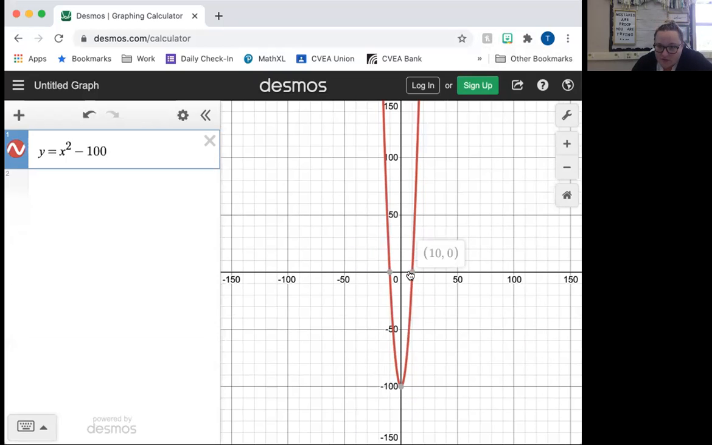If I zoom out, you can see that my y-intercept is here, or my vertex, and then I have these 2 points. Well, where does this graph hit the x-axis? At 10, 0 and negative 10, 0. So we can see that our math was mathematically correct. Even though we didn't graph it, we were able to find the x-intercepts by plugging in 0 for y and solving for x.